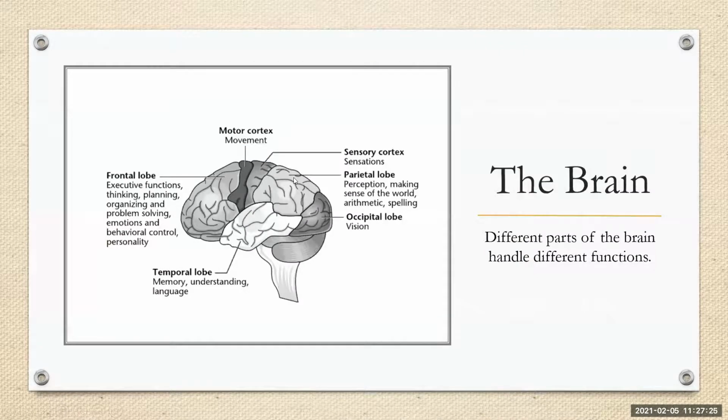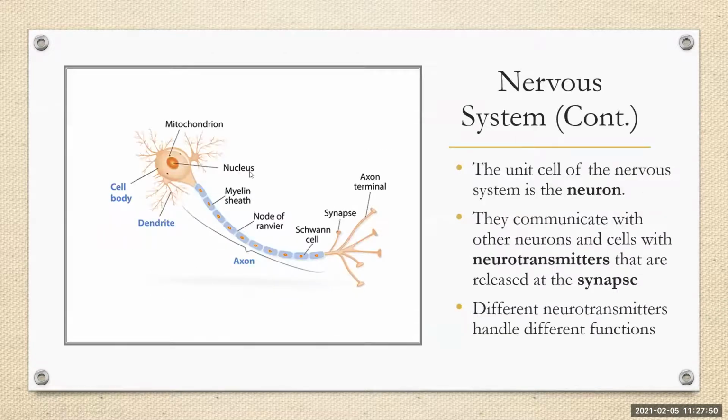In your central nervous system, you have your brain, which is pretty much the control center of your entire body. Different parts of the brain have different functions. For instance, the frontal lobe handles executive functions like thinking, problem solving, language, and stuff like that. The temporal lobe handles a lot of your memory. The motor cortex handles movement. The sensory cortex handles sensation. The occipital lobe covers your vision and some other stuff like that.